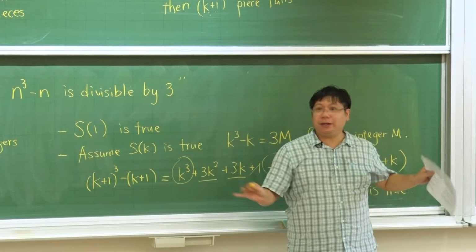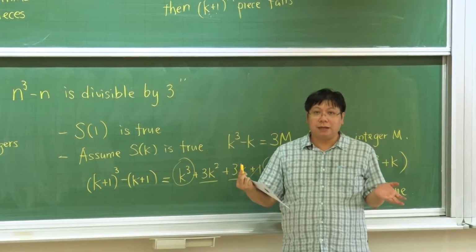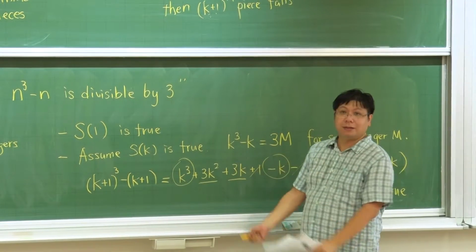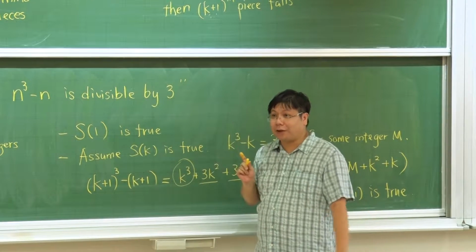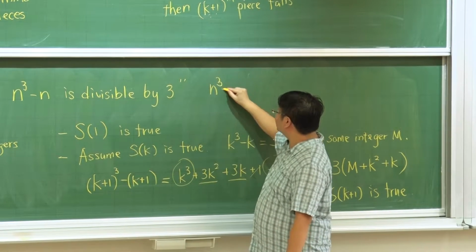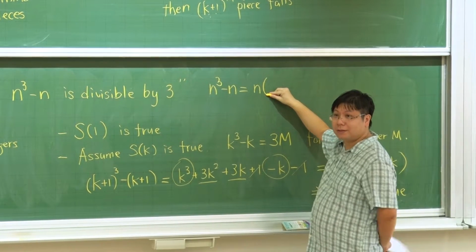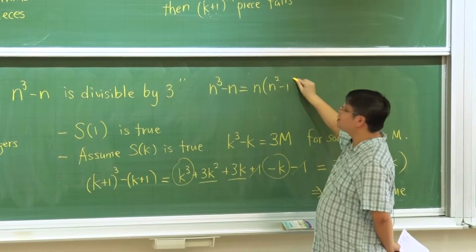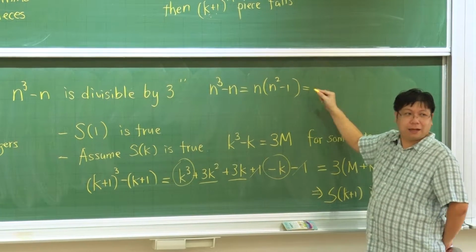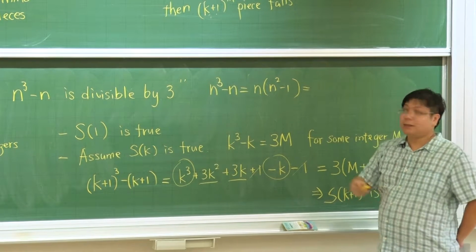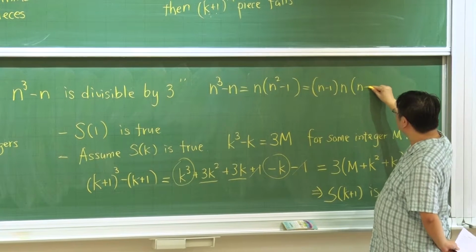But for this one, every proposition may have more than one proof. We can have a very simple proof for this one. Rather than using induction, we can use factorization of n cubed minus n. So n cubed minus n is equal to n times (n squared minus 1), right? And n squared minus 1 is equal to (n minus 1) times (n plus 1), right? So this is equal to (n minus 1) times n times (n plus 1).